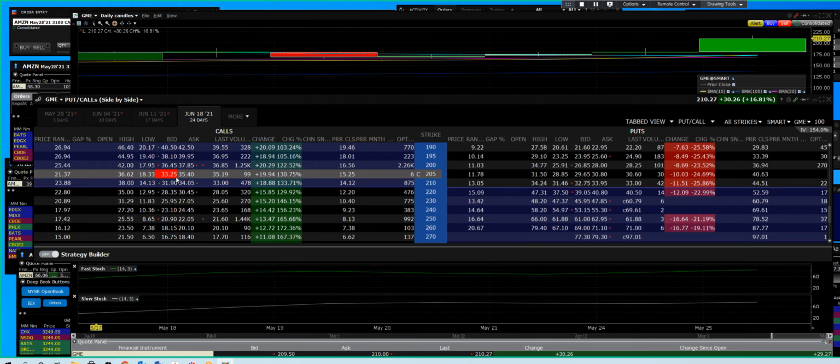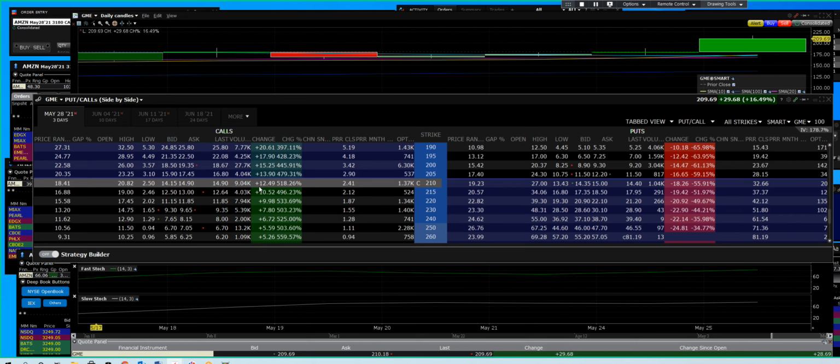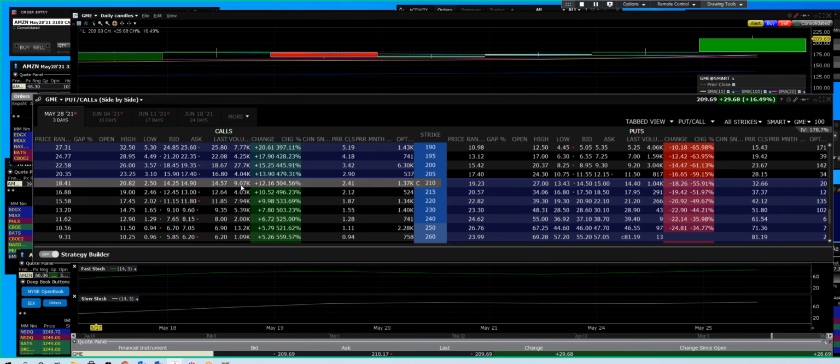And believe me, when we take a look at the other expiration, we can see big people were buying the 210 calls right here. They were $2.50 on the low. Oh, yeah, how would you like to have gotten in there? They went up to 20.82, and that they did.